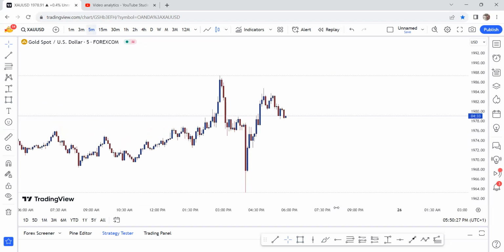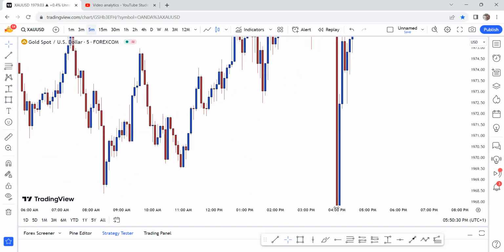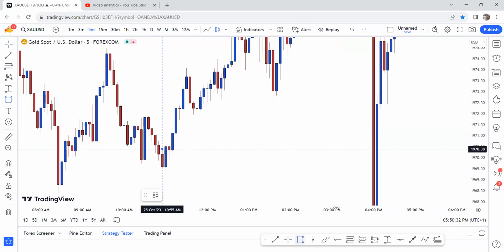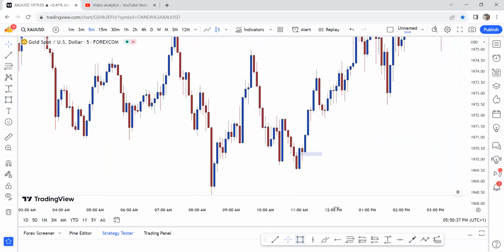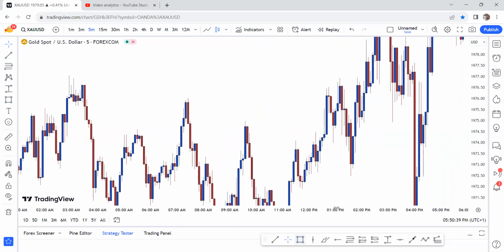After it broke that structure, I was lucky enough. After price broke this level here, can you guys see that? Price pulled back and I was like, wow, I'm taking that bias. And eventually that bias gave me a good amount of pips and I was done for the day.